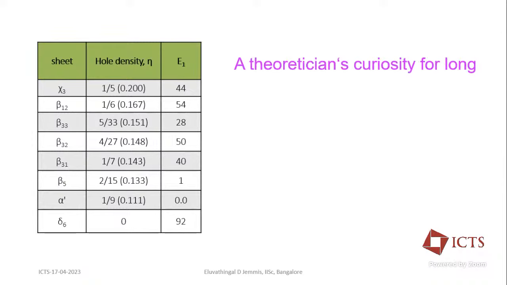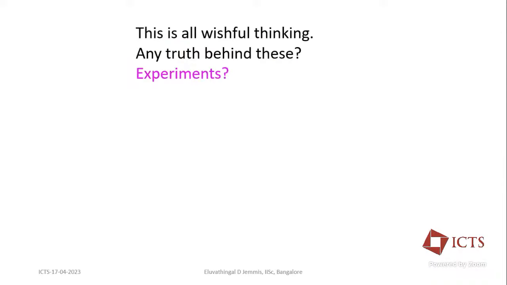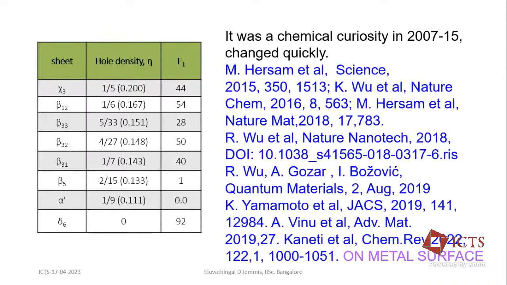Now, at this stage, it was still curiosity. People are doing computations. There is no experiment. But in the last 10 years, especially between the period of 2015-16 to 2020, a lot of experiments came. But what are these experiments? People have taken silver 111 surface and deposited boron atoms.